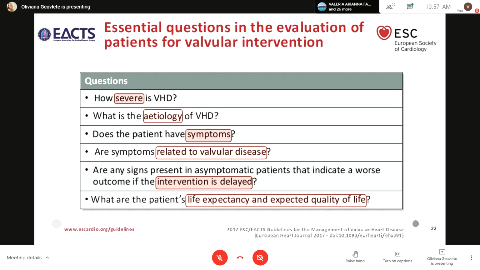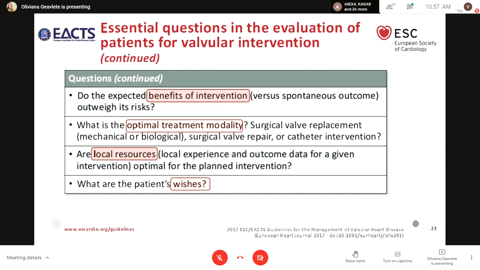What are the patient's life expectancy and expected quality of life? This is a very important parameter to know whether we will choose intervention or surgery. Do the expected benefits of intervention outweigh its risk? What is the optimal treatment modality? We will have to establish this. Surgical valve replacement, would it be mechanical or biological? Would it be surgical repair or catheter intervention?